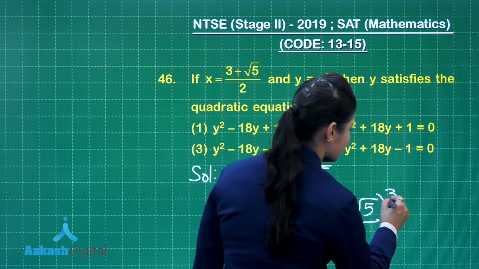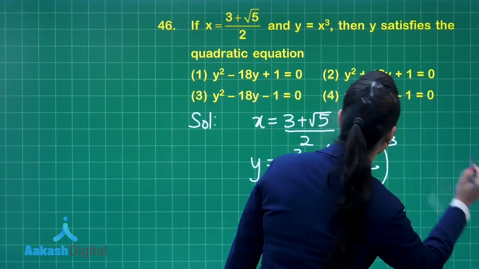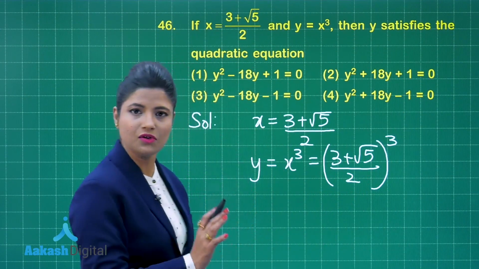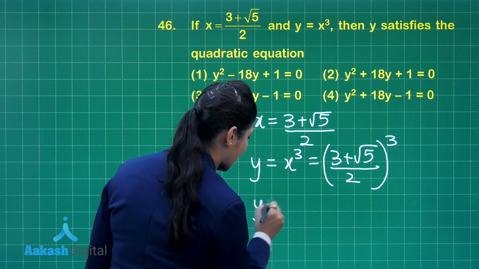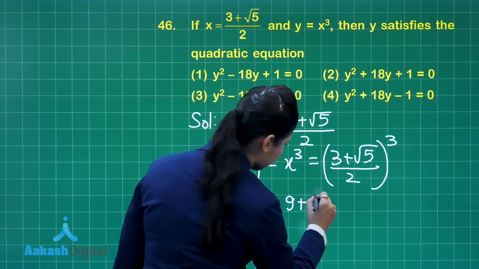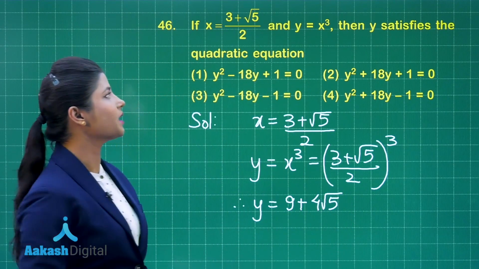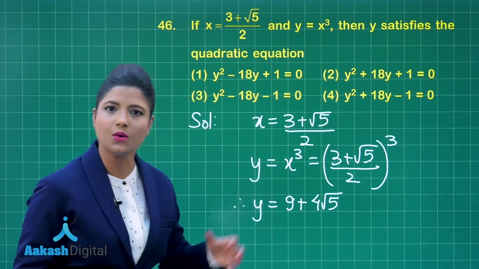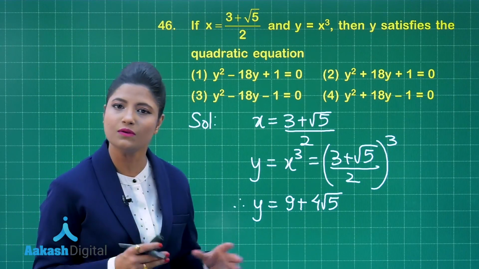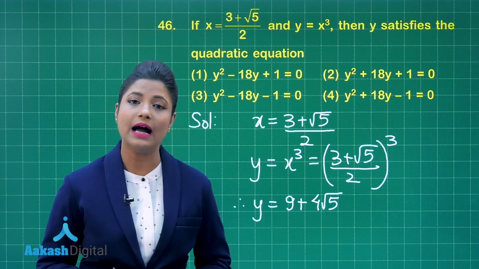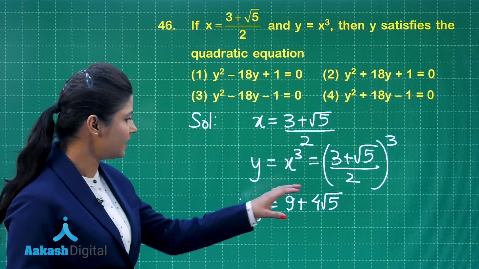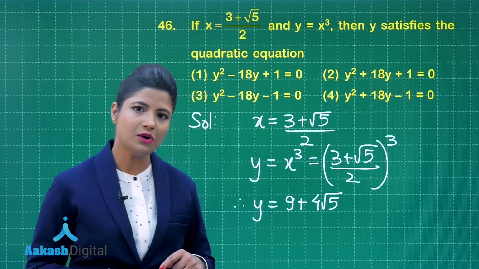Find the cube of this using the algebraic identity, and when you solve this you will get the value of y equal to 9 plus 4 root 5. So when we talk about a quadratic equation, y satisfies this quadratic equation, that means y is a root of the quadratic equation, and we know that if the quadratic equation has an irrational root, then the other root will also be irrational.